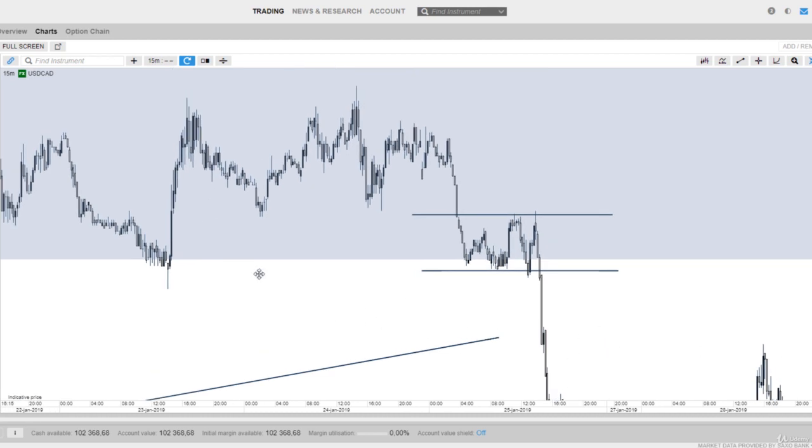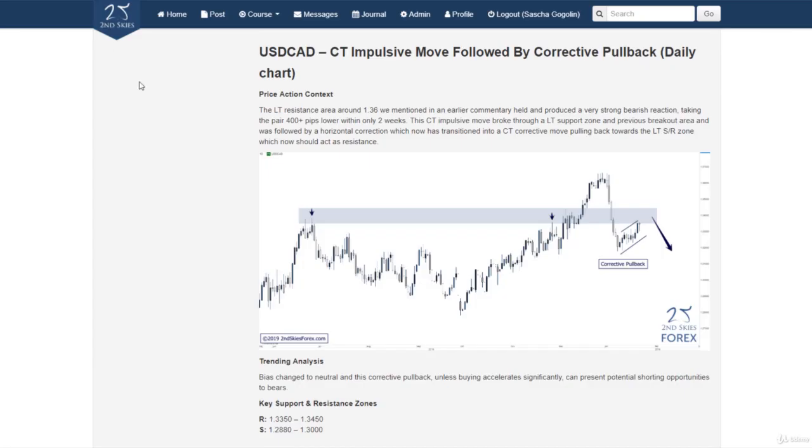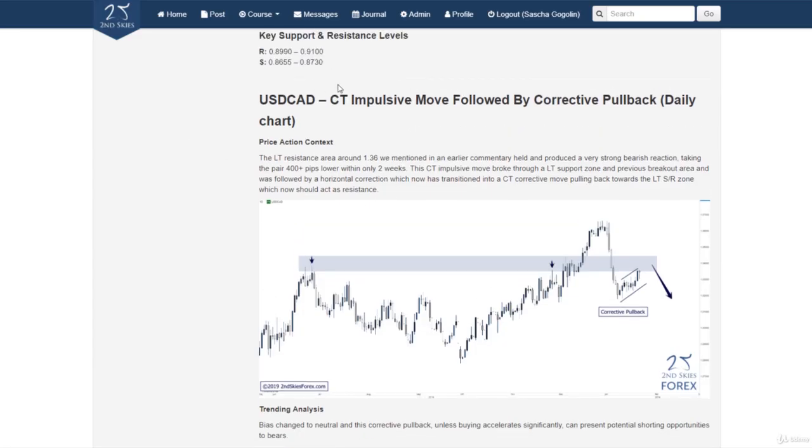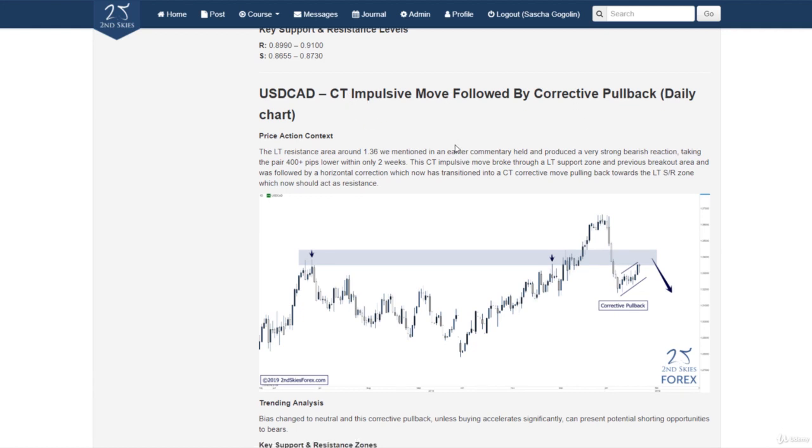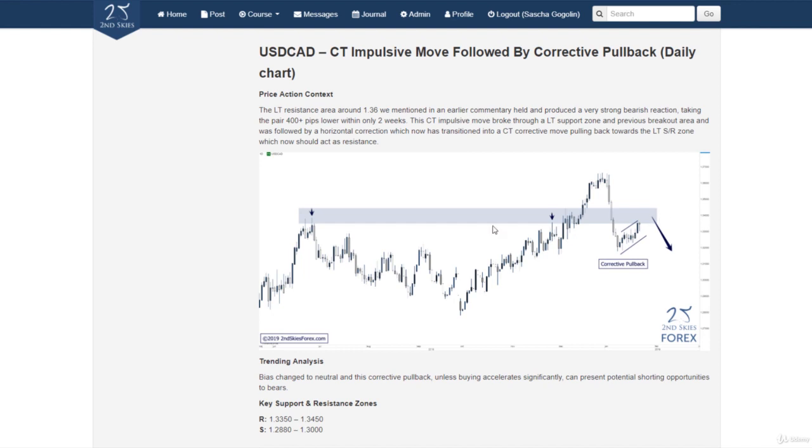And this was actually a trade opportunity we also shared with our members inside of the course. As you can see here, we wrote a counter trend impulsive move followed by a corrective pullback into this long-term resistance. So it's not just something we make up after the fact. It's actually things we are sharing live with our members. We're discussing them, and we're also trading them and sharing our trades with all our members.